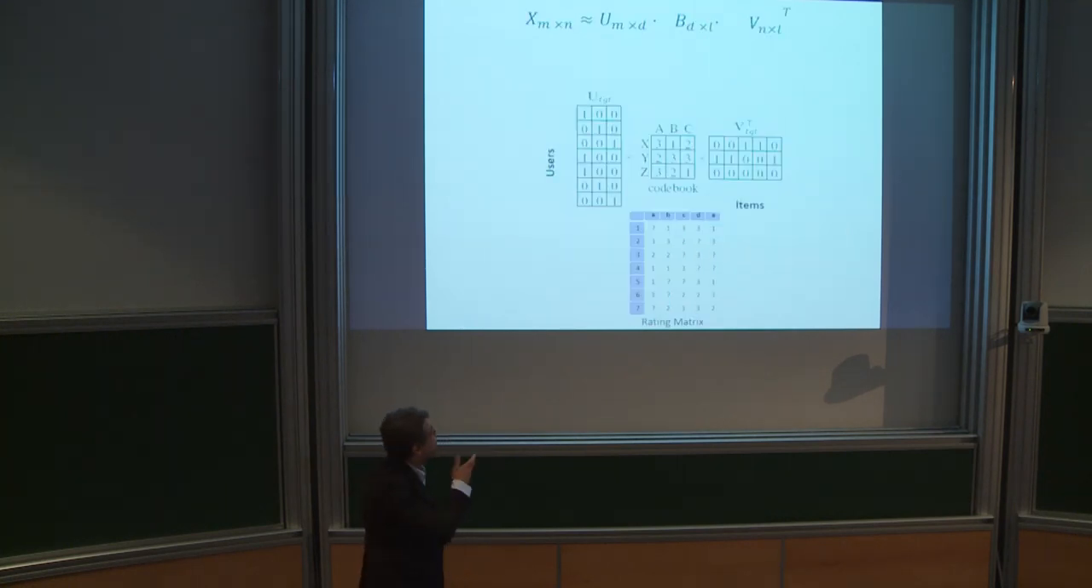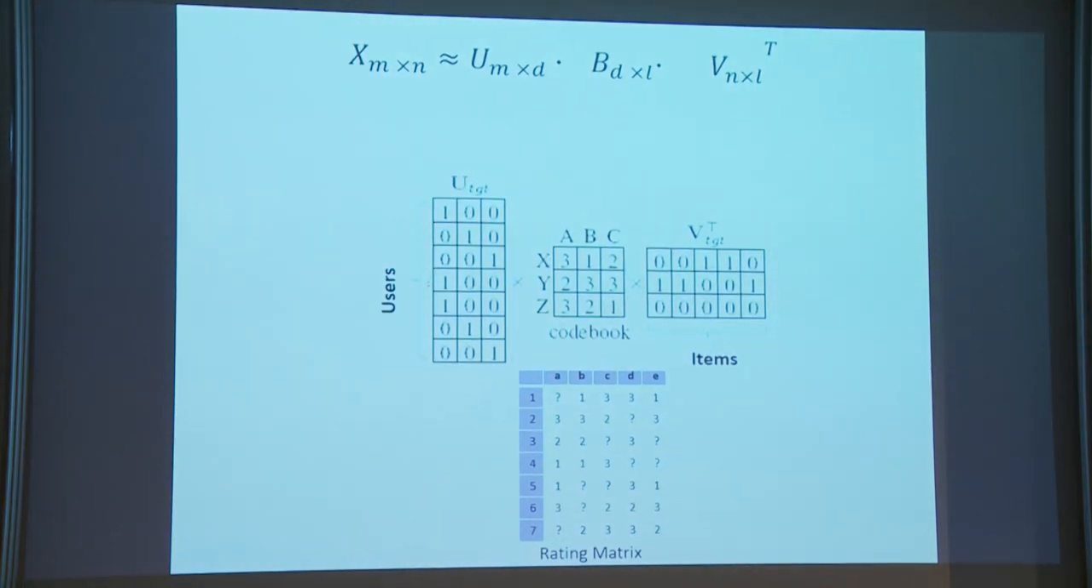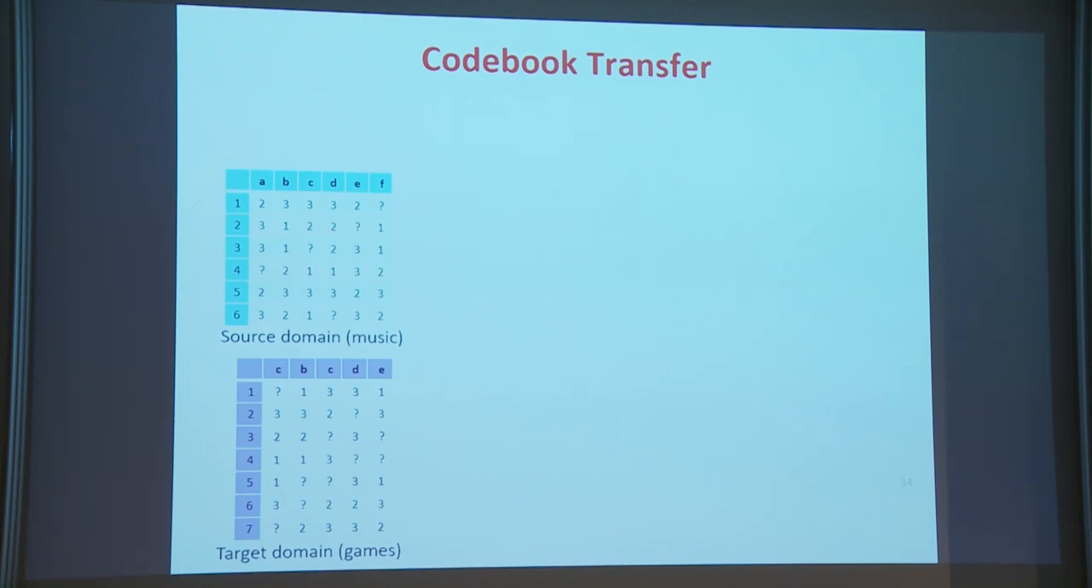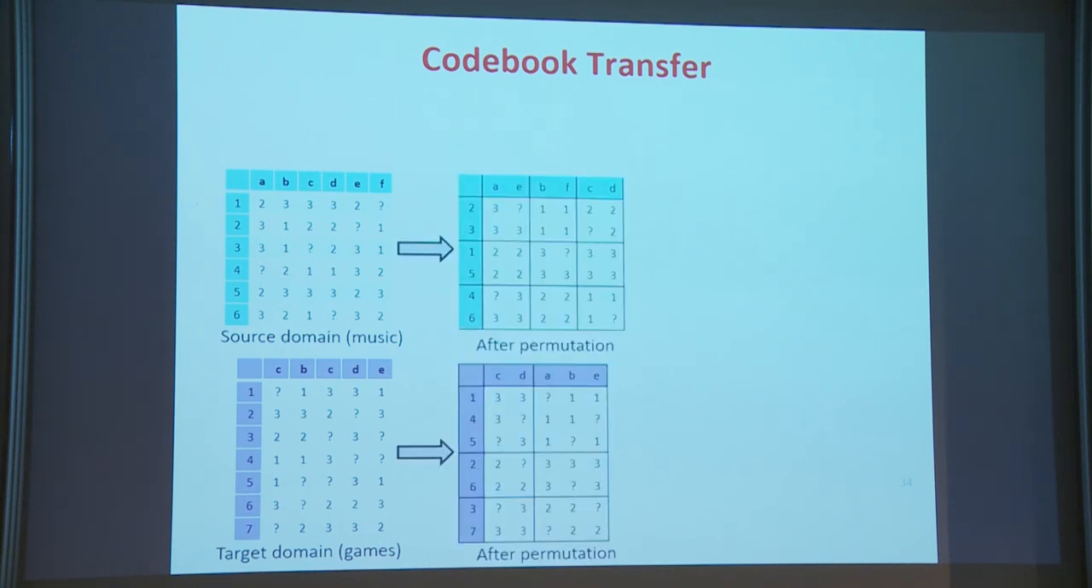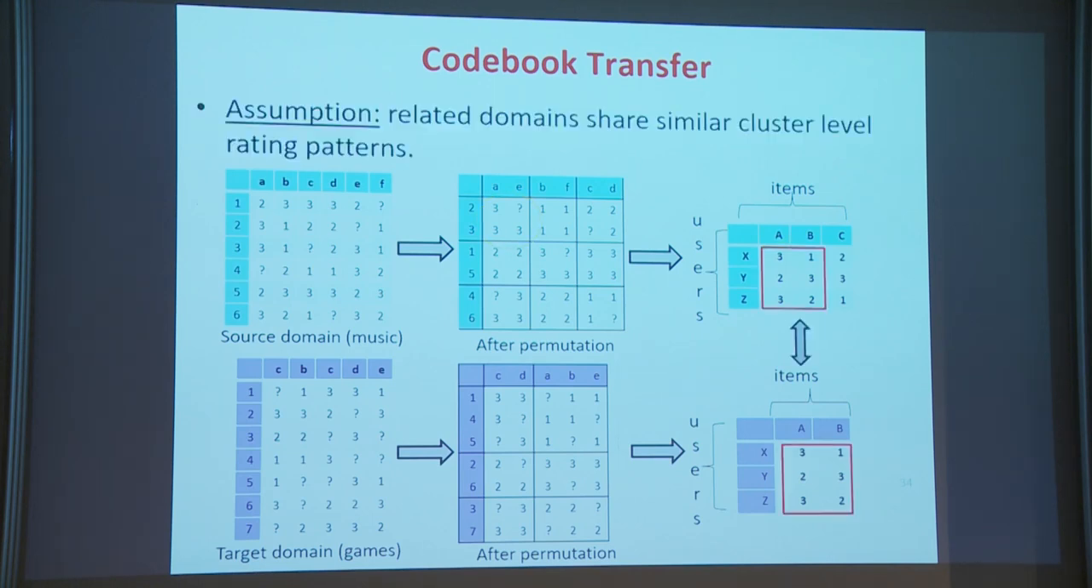In order to do transfer learning, we can use the factorization of a codebook, where we have a permutation matrix for the users and a permutation matrix for the items, and we have the codebook in the middle. Based on these two permutation matrices, we can provide a prediction for the rating. So the idea of codebook transfer is the following. We take the original rating matrix, both in the source and in the target domain, and we permute both of them. From that permutation, we try to extract the codebook, where every cell in the codebook is the average of all the relevant cells in the original matrix. Hopefully, some part of the codebook can be shared with the second domain, the target domain.